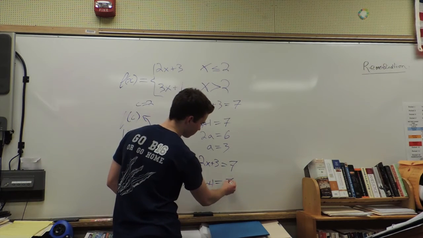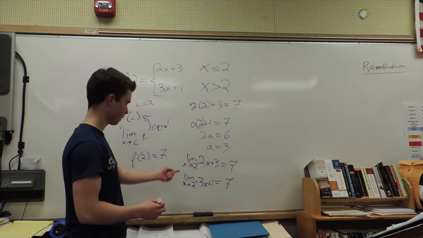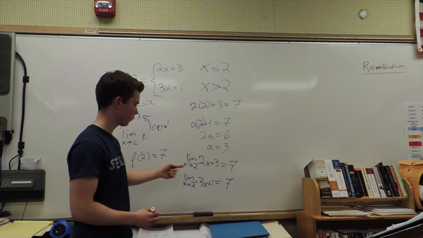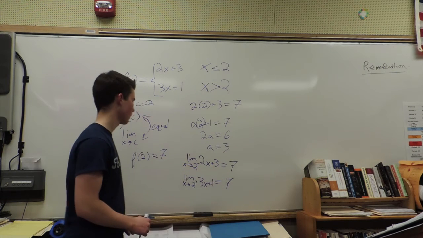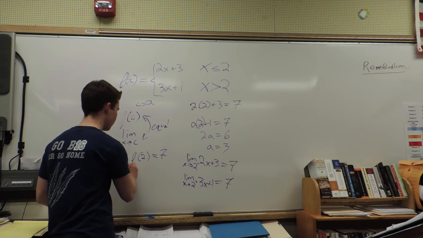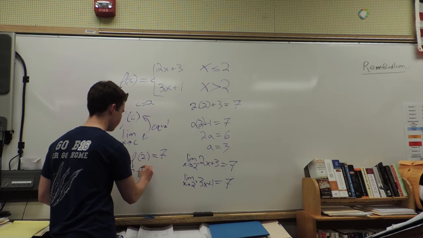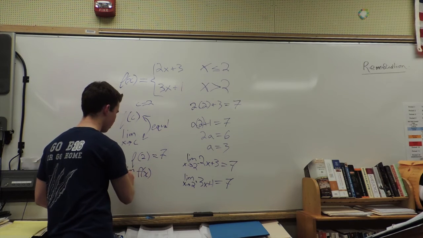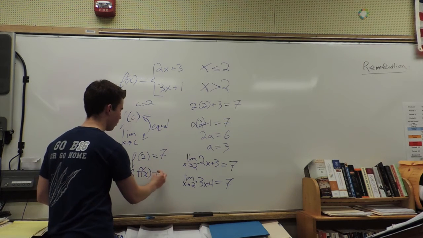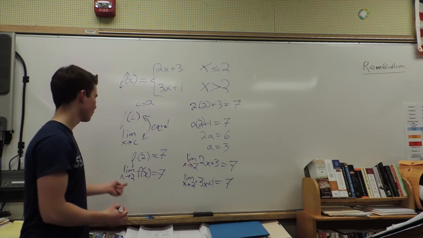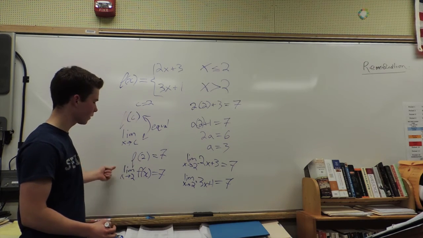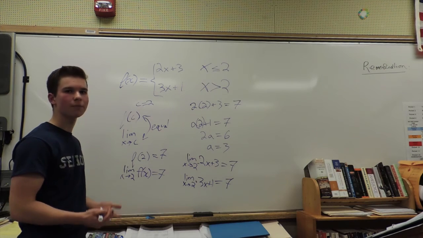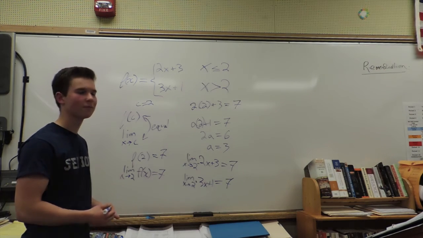This one is 7. So, now that we've found the limit as you approach from the left and the limit as you approach from the right, they both equal 7. So we can say that the limit of this function as x approaches 2 is 7. So the limit exists, the function is defined, and the function value and the limit equal each other. So the function is continuous at that point.